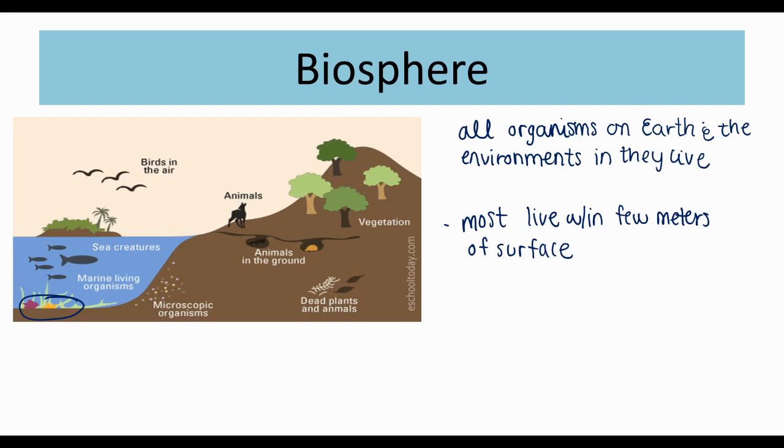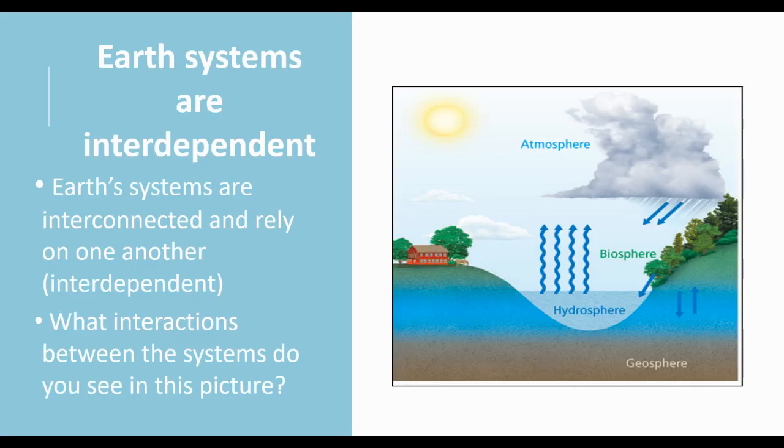But all of these organisms are going to have to interact with the other systems of Earth in order to survive. Earth systems are interdependent. This means that they are interconnected and they rely on one another.